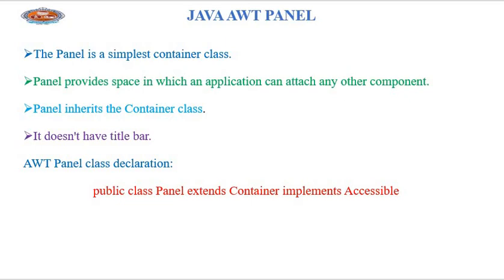AWT Panel class declaration: public class Panel extends Container implements Accessible. This is the declaration of the panel. So simply, panel is the simplest container class. Panel inherits the Container class. It does not have the title bar. Panel provides space in which the application can attach any other component.